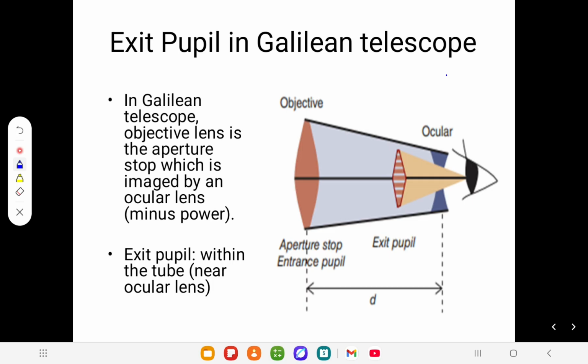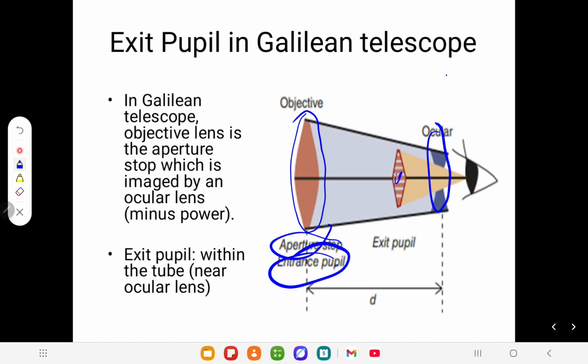Okay, see, so this is the aperture stop, isn't it? Because the objective lens itself is the aperture stop and itself the entrance pupil too. So the image of the objective lens is made by the ocular lens. So the ocular lens has a secondary focal point where?